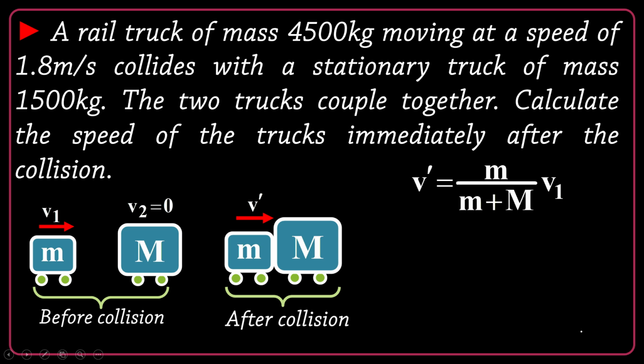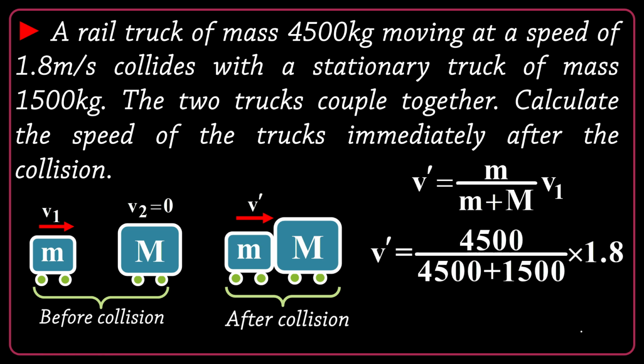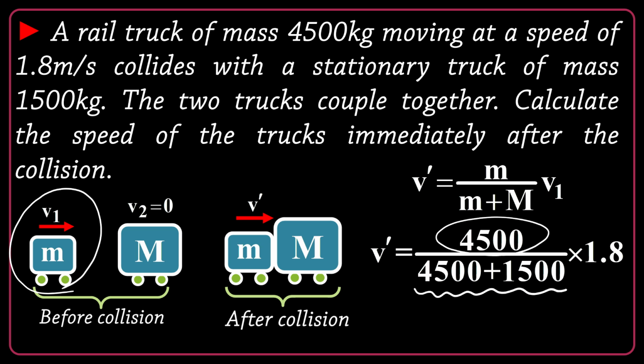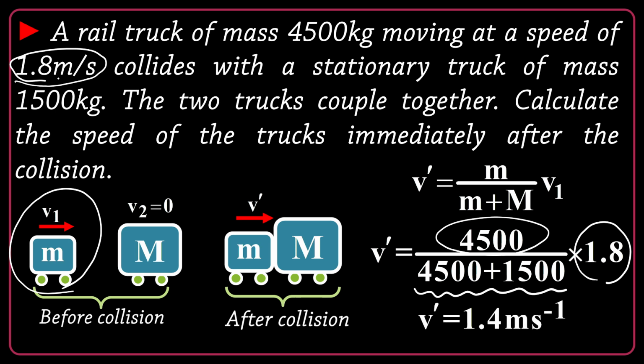Let's use this equation and plug in the values. 4,500 is the mass of truck A, the first one, and this is the total mass in the denominator. It's multiplied by v1, the initial velocity of the first truck. Anyway, the answer will be 1.4 meters per second. This is the common velocity of the system after the collision.